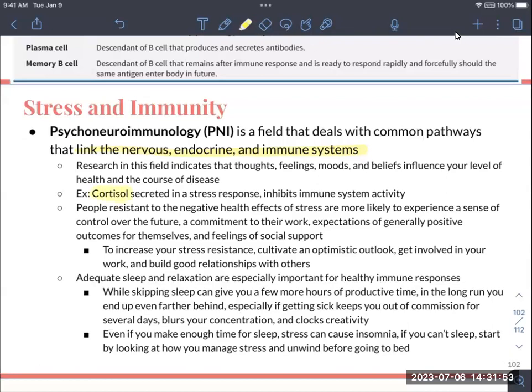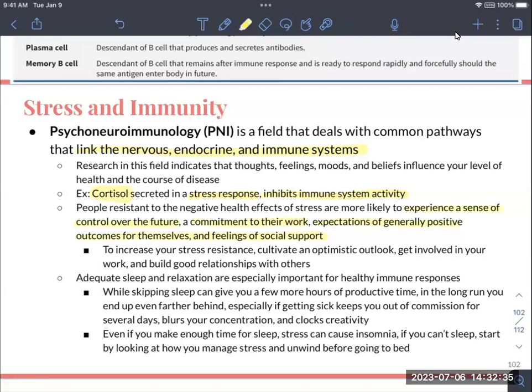That hormone cortisol that's secreted in that stress response, cortisol can inhibit your immune system from working properly. There are people that are resistant to the negative health effects of stress. These people, interestingly, experience a sense of control over the future, commitment to their work, and expectations of generally positive outcomes for themselves. And they have this social support system in place.